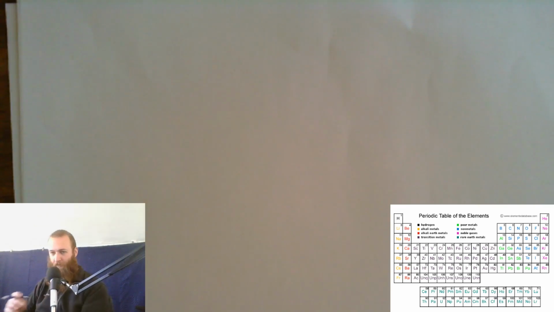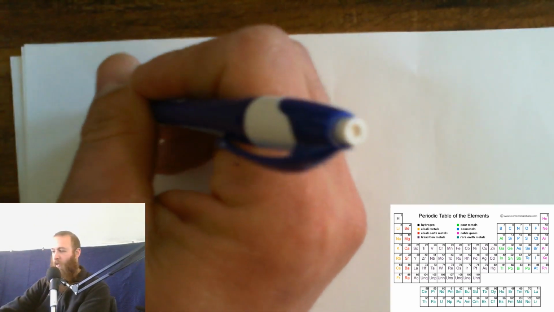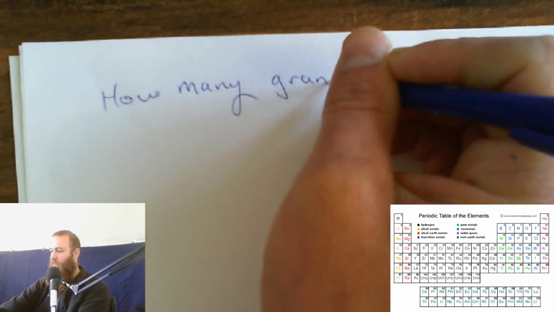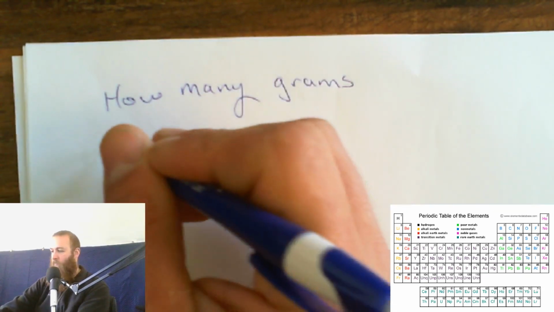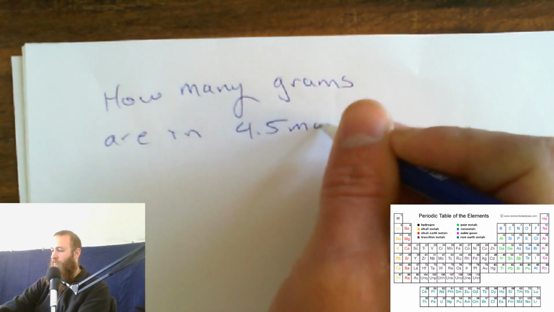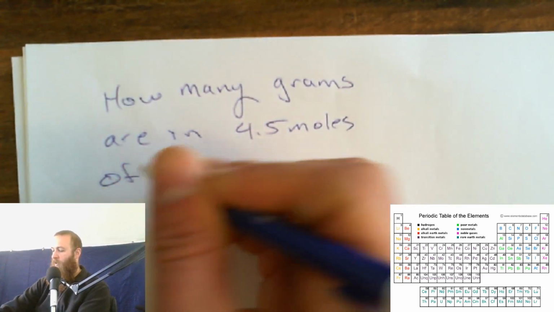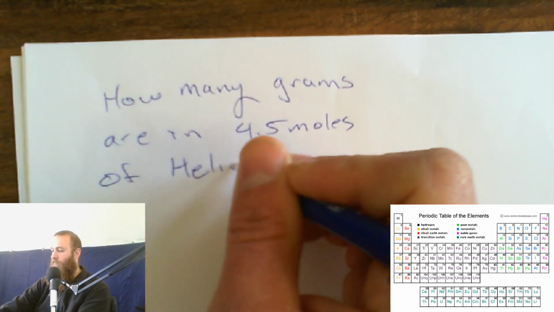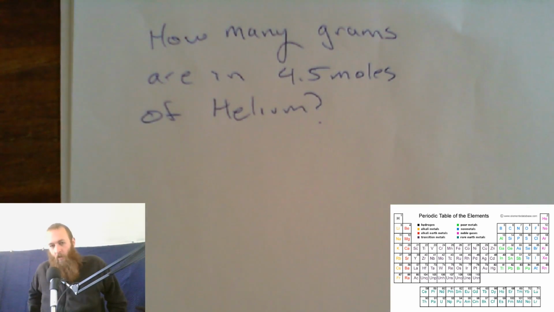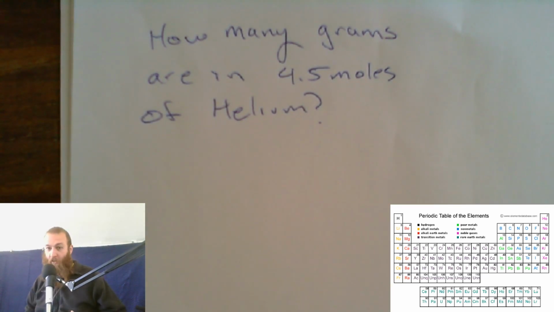So let's go to another piece of this paper here. All right, let's say I have a question. How many grams are in 4.5 moles of helium? It's a very reasonable question. Now, you're going to convert this. You're going to need the periodic table. You're going to need the mole roadmap that I drew out a moment ago. All that is going to help this make sense.